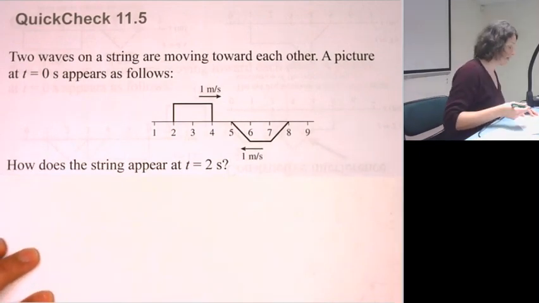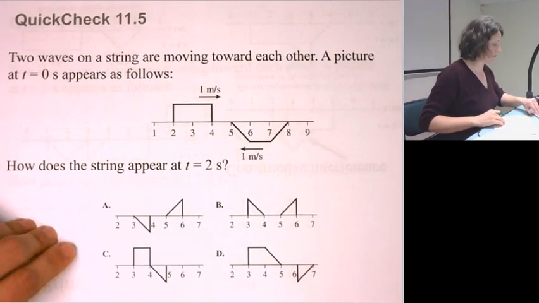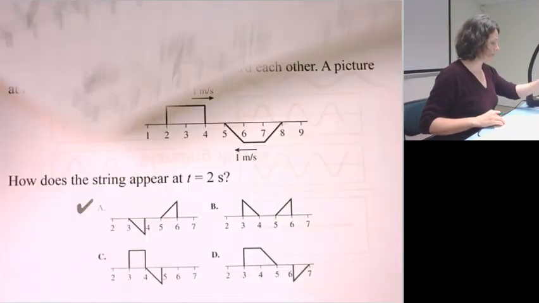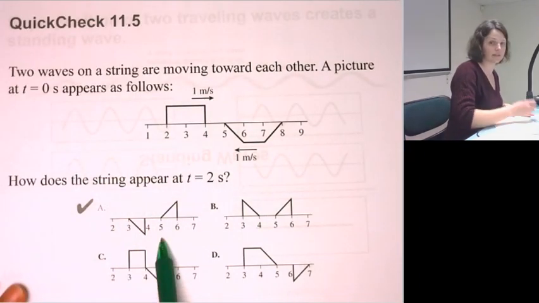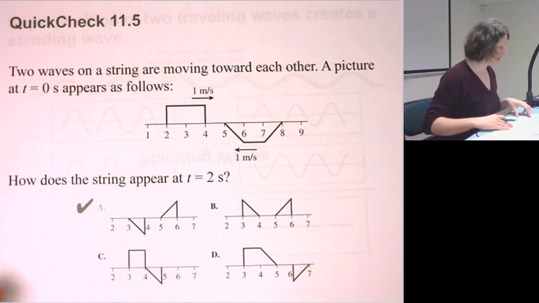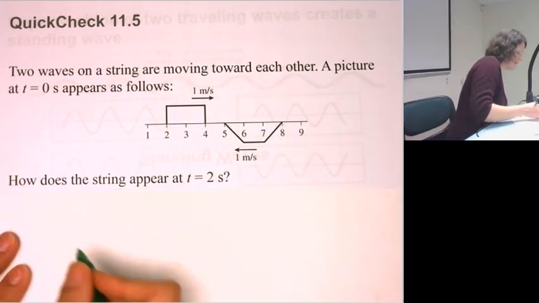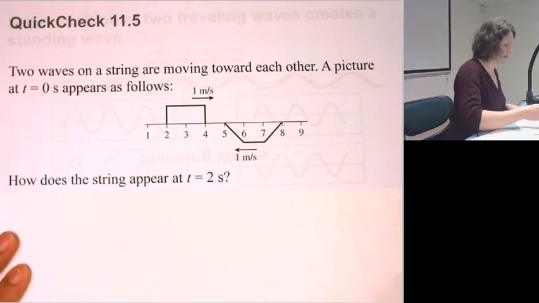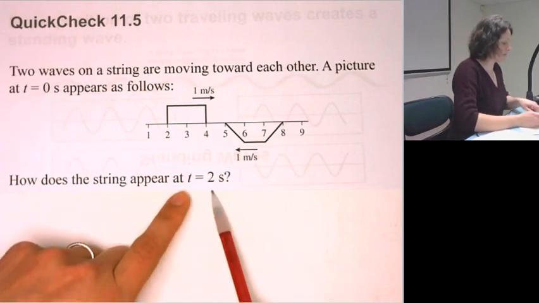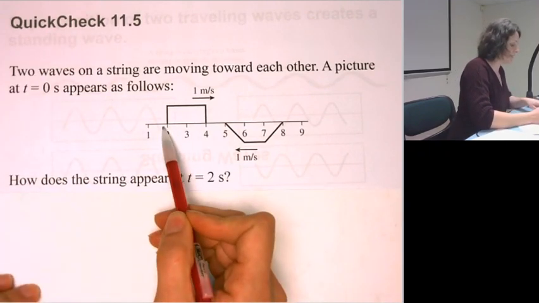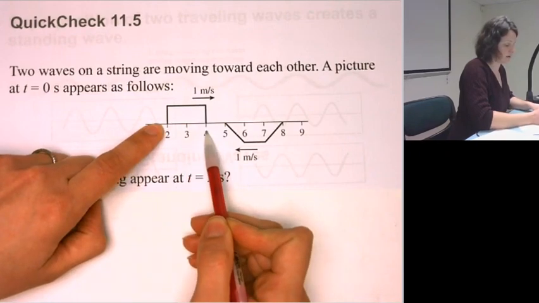Okay, so here we go. Let's show the answer first. Oops, wrong piece of paper. So the answer here is A. It looks like this. Let's try to figure out why that must be true. Here, the speed is 1 meter per second, and we want to know what it looks like at 2 seconds. After 1 second, this is going to be from 2 to 3, and then after 2 seconds, this will go from 4 up to 4.